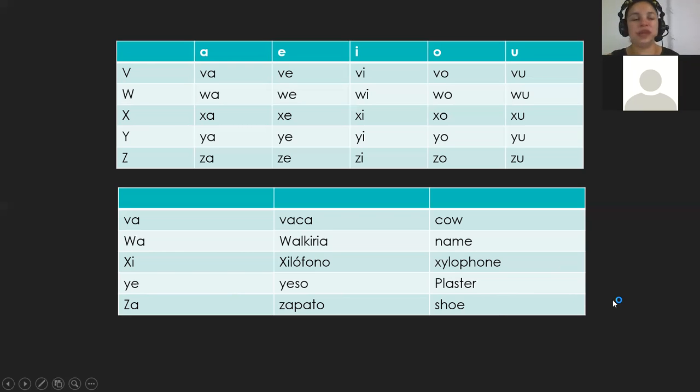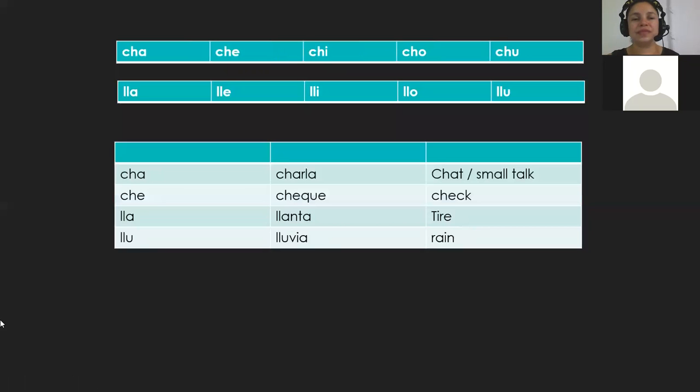And here we finish with all the consonants together with the vowels. Are you ready to read? Do you understand the rules? We have also this group of consonants. They are not in the alphabet, but they have their own sound.